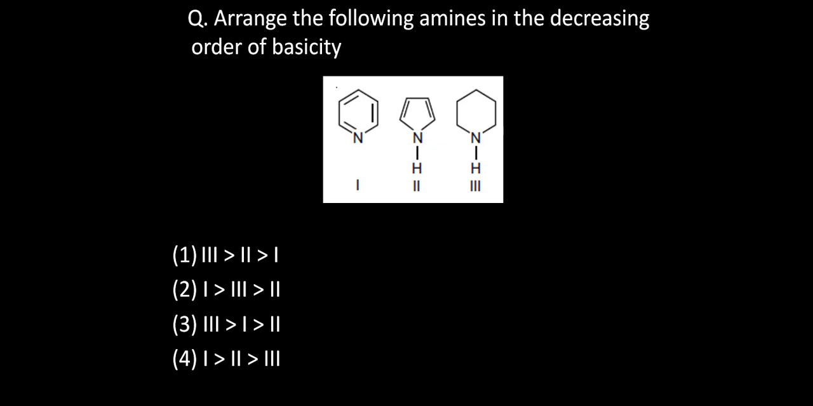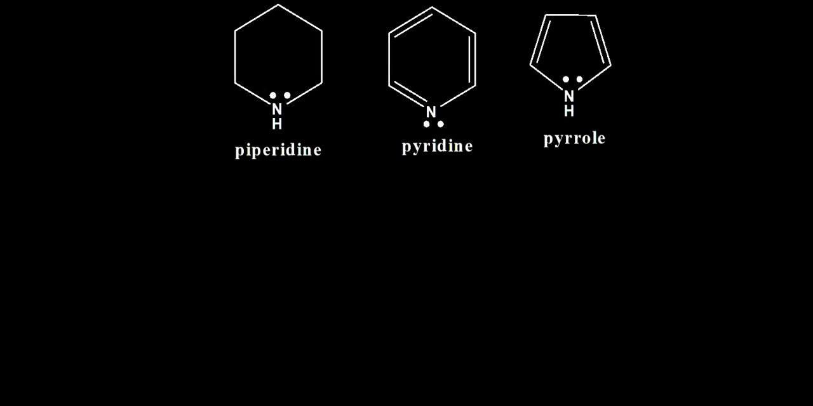First, let us try to know what these different amines or heterocyclic nitrogen compounds are. They are piperidine, pyridine, and pyrrole. Now we can clearly see the lone pairs, and the kind of basic character we are talking about is that they are Lewis bases, which can donate a pair of electrons. So remember that all of these three are Lewis bases.